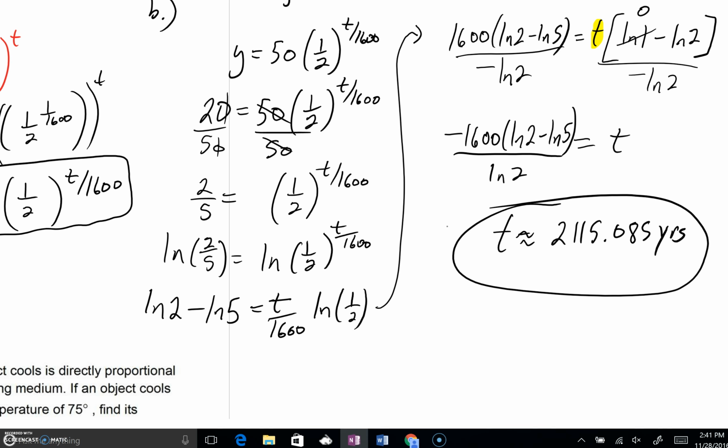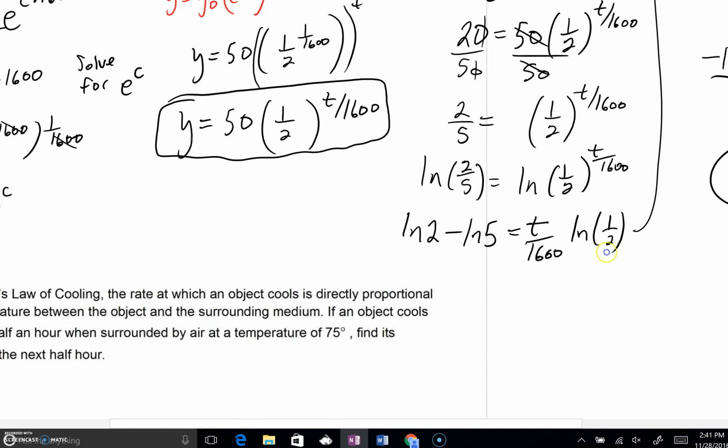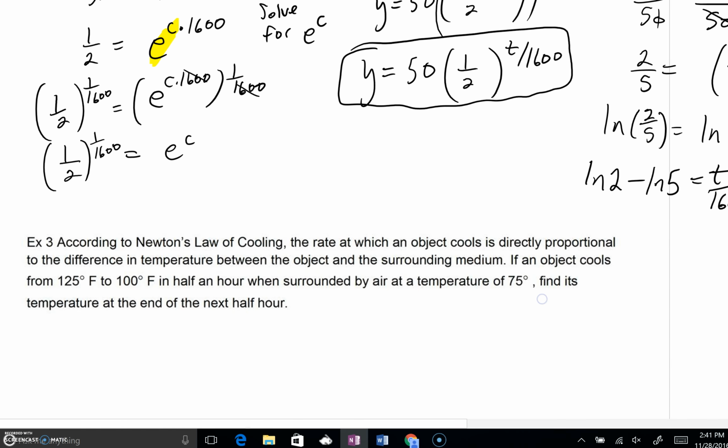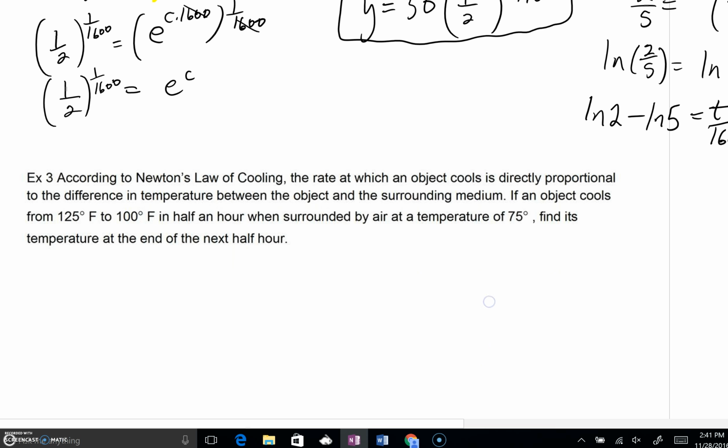We doing okay? All right, one more problem. Let's take a look at Newton's law of cooling. And tell you what, maybe we should have a separate video for that one.